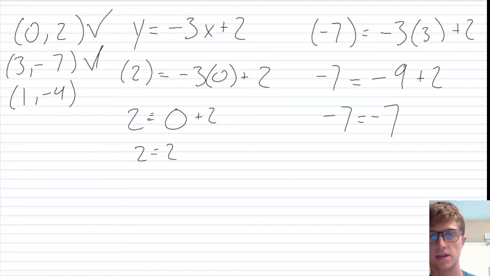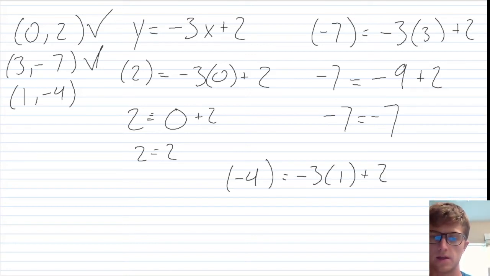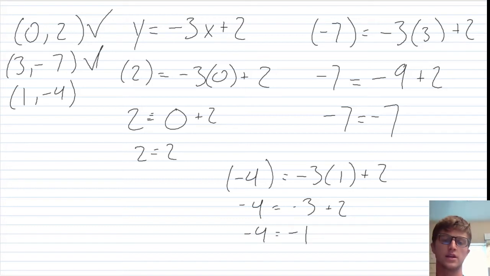And let's do the last one. Instead of writing y, we'll write -4, and instead of writing x, we will write 1. -3 times 1 is just itself, -3. And then -3 plus 2 gives us -1. Is -1 equal to -4? No, therefore this does not satisfy the equation.